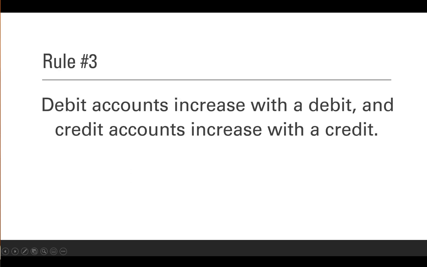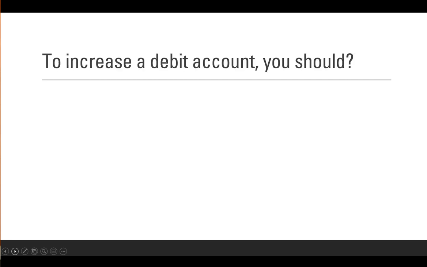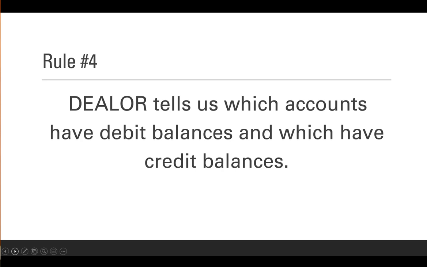Rule number 3, debit accounts increase with the debit, credit accounts increase with the credit. We're going to find out which accounts are debit accounts and which are credit accounts in a minute. The opposite is also true. Debit accounts decrease with a credit. Credit accounts decrease with a debit. So to increase a debit account, what do you do? Debit it.